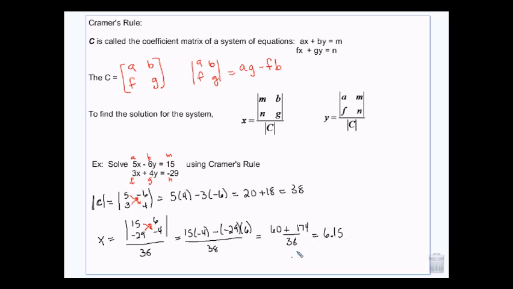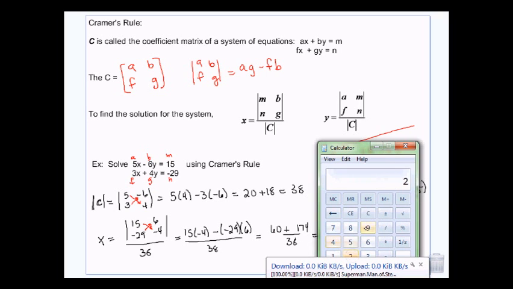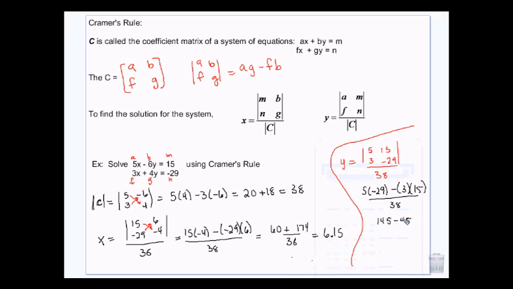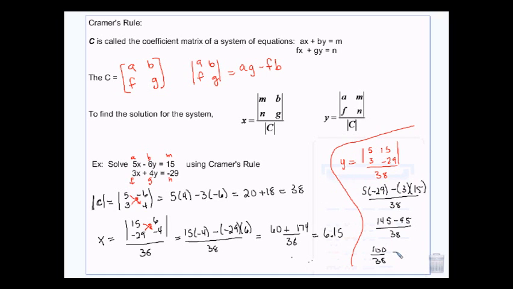That's 6.15. And then y, I ran out of room. I keep the x's, so 5 and 3, and I replace the y's with 15 and -29. So I divide that by C. It is 5 times -29 minus 3 times 15 divided by 38. So I have 100 divided by 38, so 2.63.